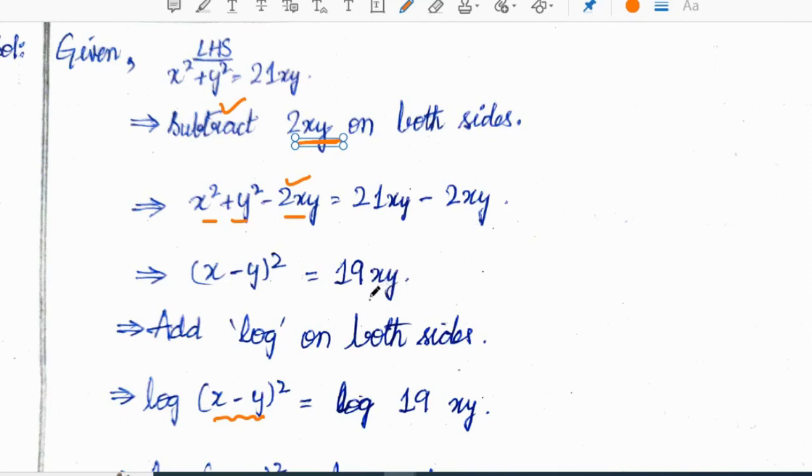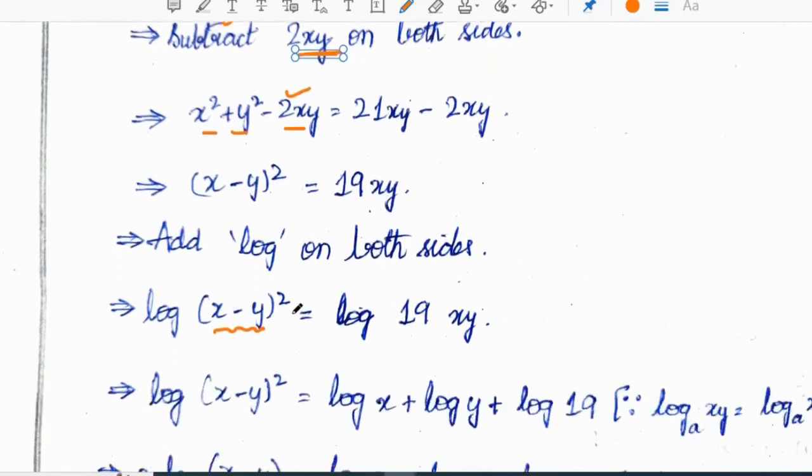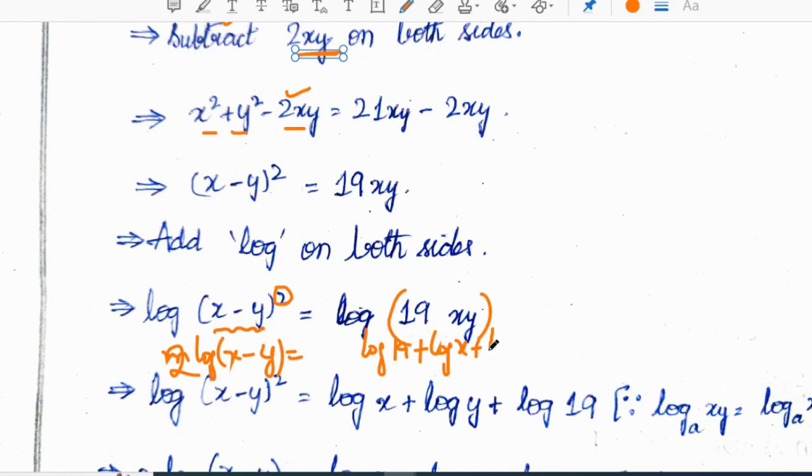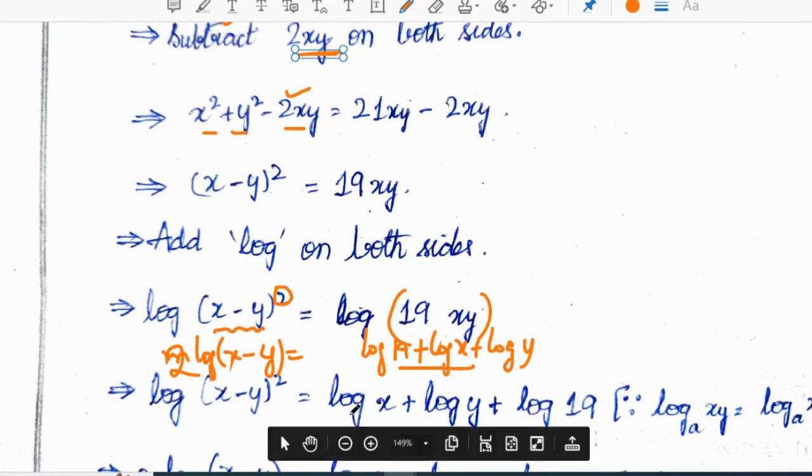So now we have to add logarithm on both sides. So log x minus y whole square is equal to log 19xy. So we know the power formula, log a power m is m log a. So 2 log x minus y is equal to log 19 plus log x plus log y. Log abc formula is log a plus log b plus log c. Similarly, log 19xy can be expressed as log 19 plus log x plus log y. This is what we have to prove in the problem.